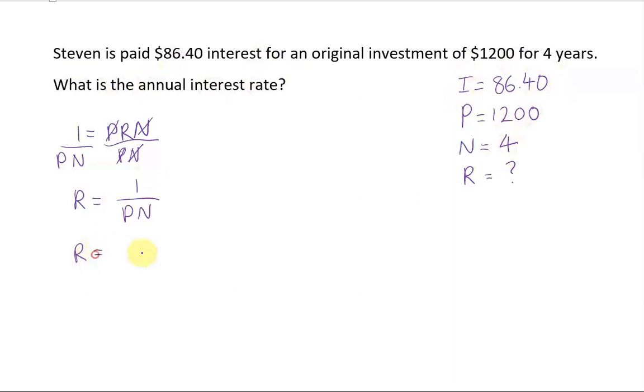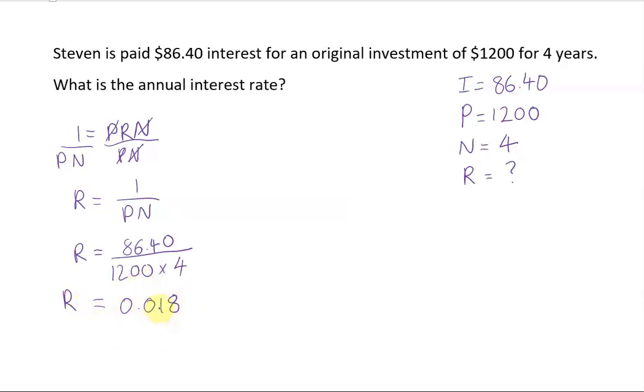So the rate is equal to interest, which was $86.40, over the top of the principal, which was $1,200, and N, the number of investment periods, which was 4. So with this calculation, $86.40 over $1,200 times 4, we have an interest rate R of 0.018. Now we're not finished here. This is our interest rate as a decimal.